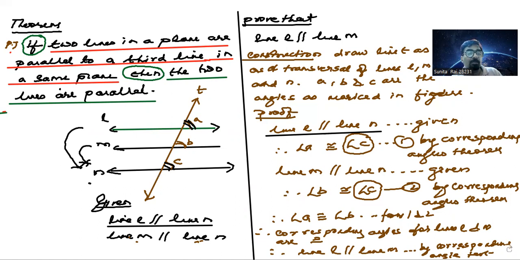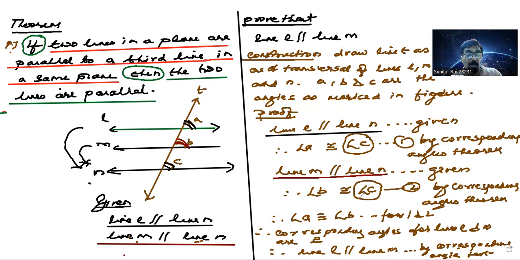Now let's see here, children. The next given information is what? M parallel to N. You can see here M parallel to N. So if lines M and N are parallel, you can see in the picture this angle B is congruent to angle C, children. B is congruent to C. I call it statement number 2, by the corresponding angle theorem.